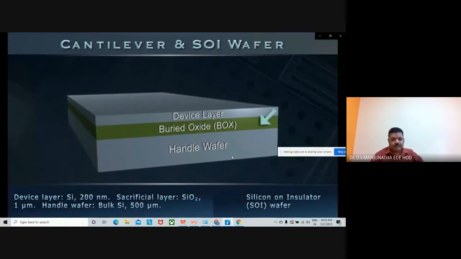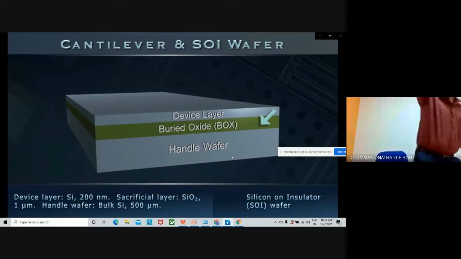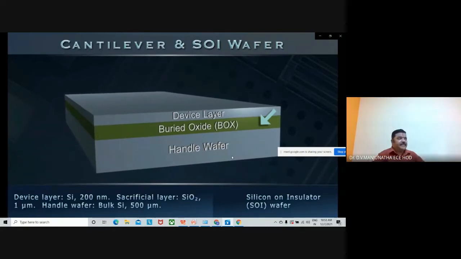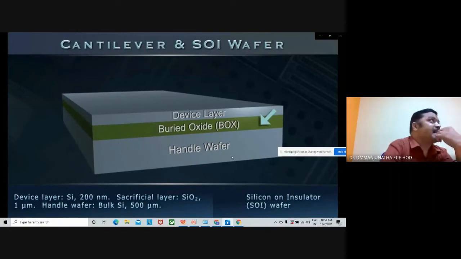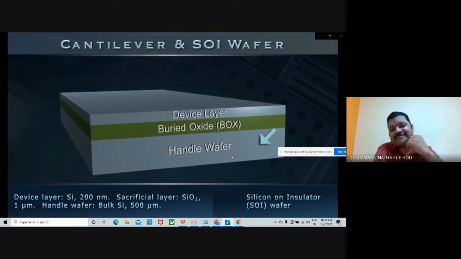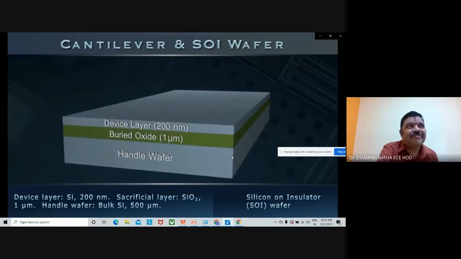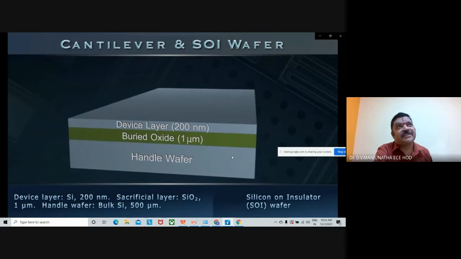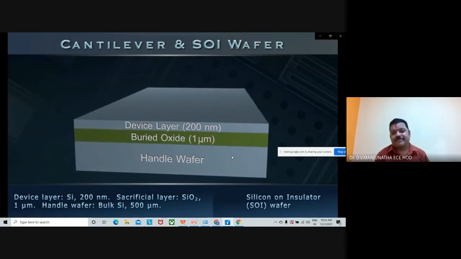Intermediately, a buried sacrificial layer of silicon dioxide, or MEMS. This electrically insulating intermediate layer is selectively etched. At the bottom, a support wafer or handle of bulk silicon. Our SOI wafer has a 1 micron thick silicon dioxide layer buried under a 200 nanometer silicon layer.